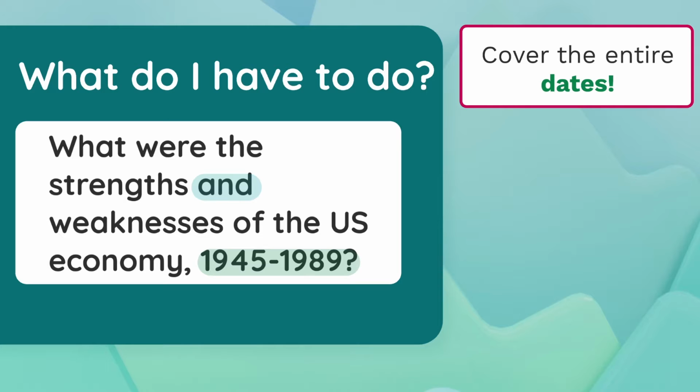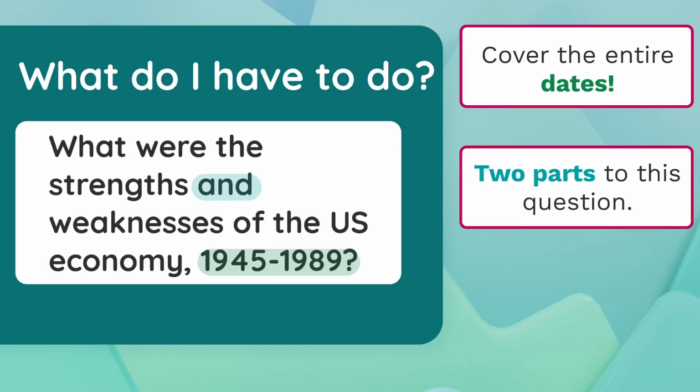Always look out for that little three-letter word, guys: and. That tells you that there are at least two parts to this question. You have to talk about the strengths and weaknesses of the US economy. You don't have to speak about them in equal length or detail, but you do have to speak about both. Be careful of that. Now, in this instance, referring back to the question will mean referring back to the strengths and weaknesses.